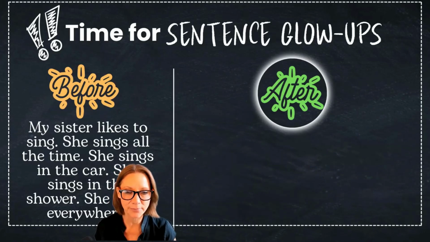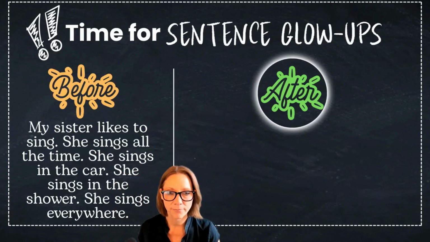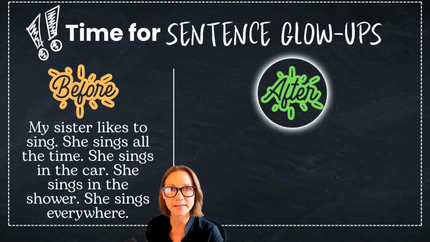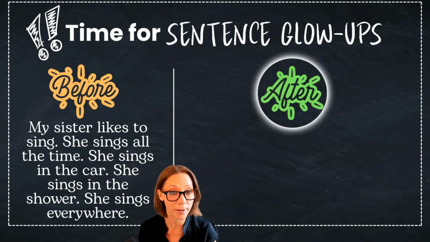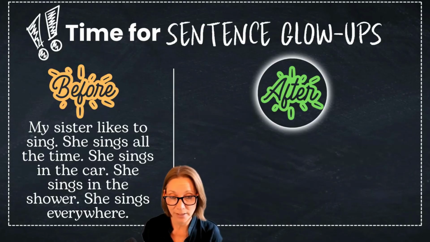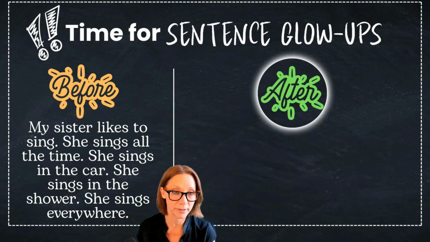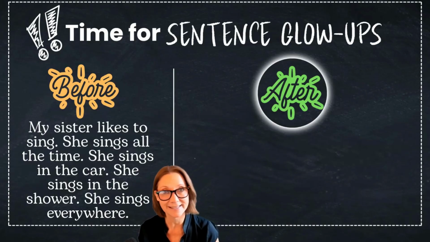Let's try this one. I'm going to read this one to you, and then I want you to pause it and see if you can try this one yourself before I show you the glow up. My sister likes to sing. She sings all the time. She sings in the car. She sings in the shower. She sings everywhere. Sounds like a Dr. Seuss book. So pause it here. See if you can rewrite this with a mixture of simple, compound, and complex sentences, and then come back.